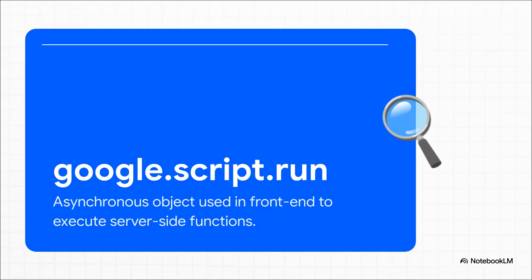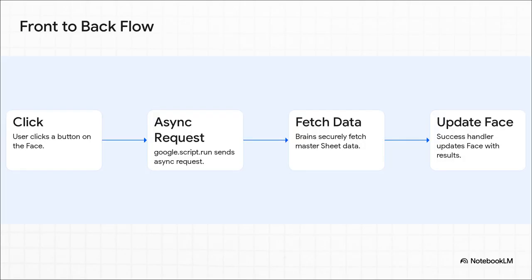And because it's an asynchronous call, which basically just means the browser doesn't totally freeze up while waiting for the server to do its thing, you can attach success and failure handlers to tell the app exactly what to do when the server finally responds. Let's visualize this invisible flow in real time. Picture this. Step 1.